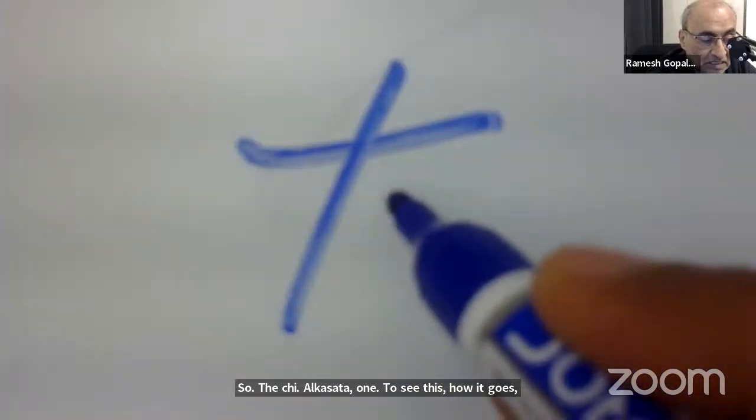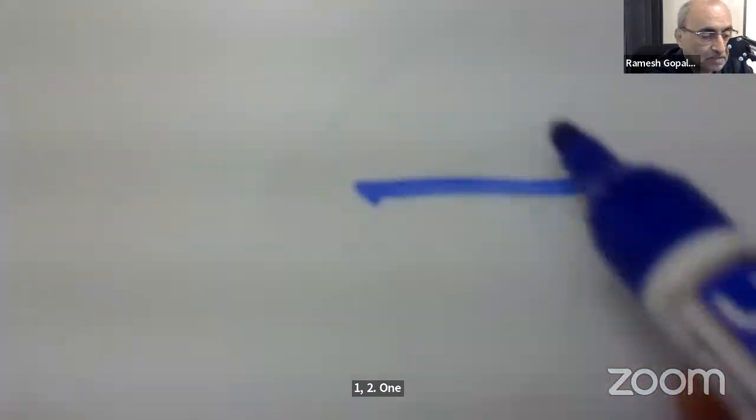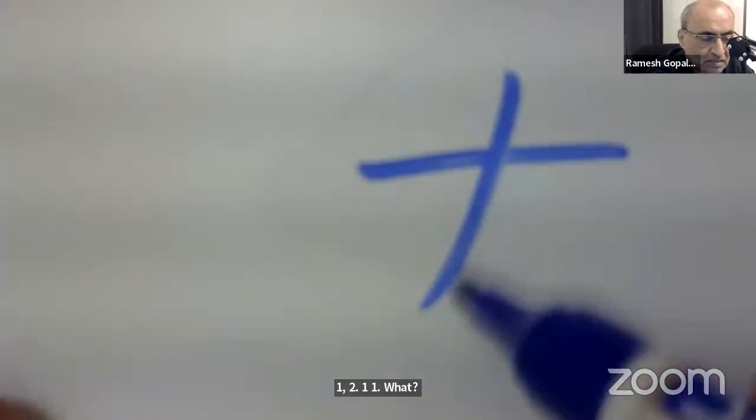Now the na row. See this, how it goes, like that. 1, 2, then 3, 4. Again, 1, 2, 3, 4. Na. Here, katakana na: 1, 2. There's a gentle curve, okay? Don't make it too curved, don't make the curve very pronounced. Gentle. Okay, na.